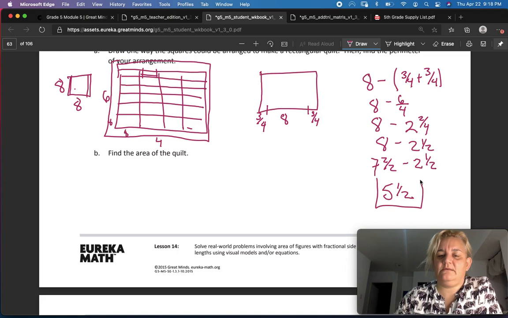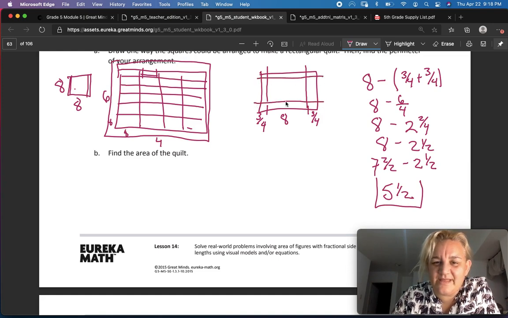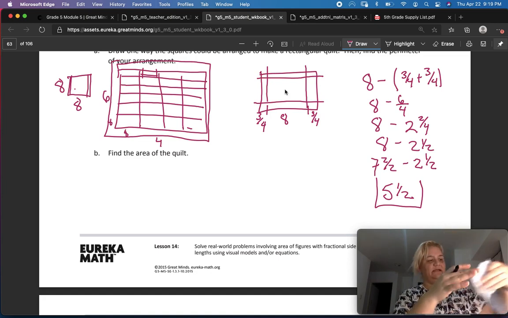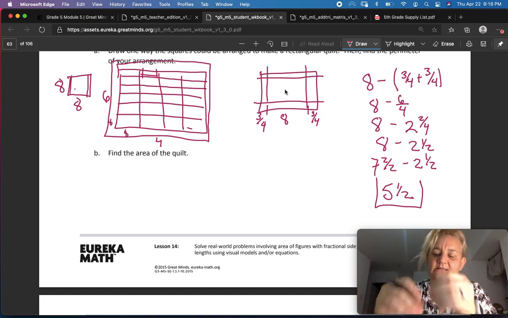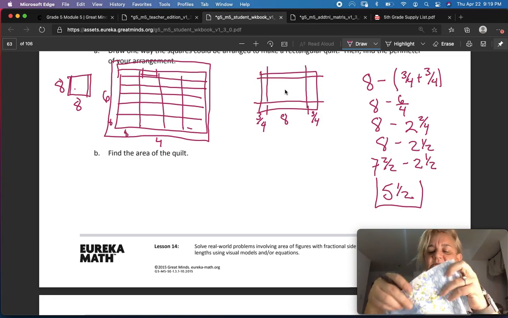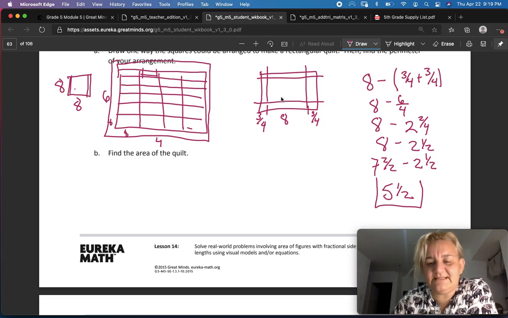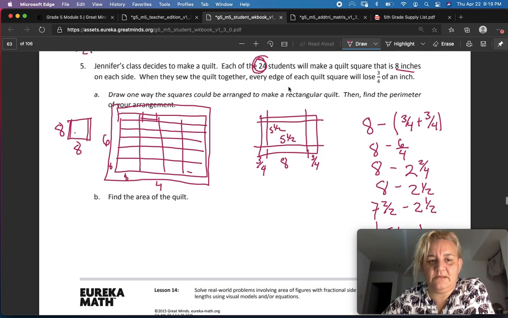Okay? So after we cut off all these edges for sewing, because we have to do it this way too, the part you cut is this big, but the part on the inside looks smaller, okay? So this is going to actually be 5 1/2 times 5 1/2, okay?